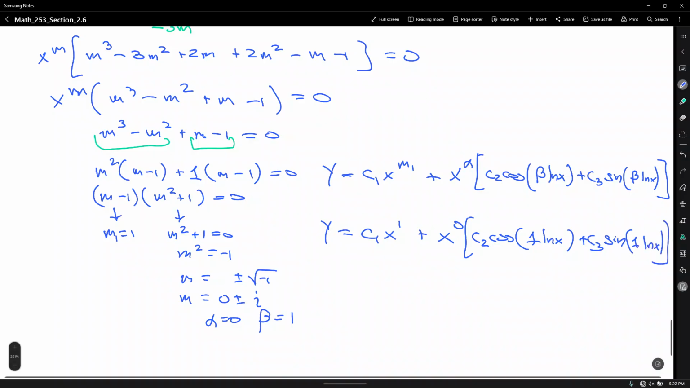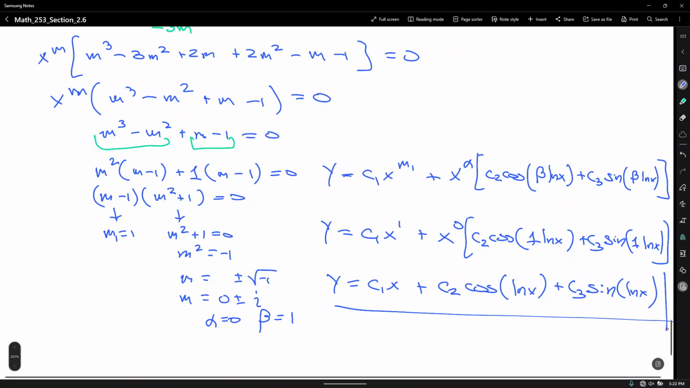Okay? So y equals c1 x plus x to the 0, which is 1, c2 cosine of ln x plus c3 sine ln x. Final answer. All right.